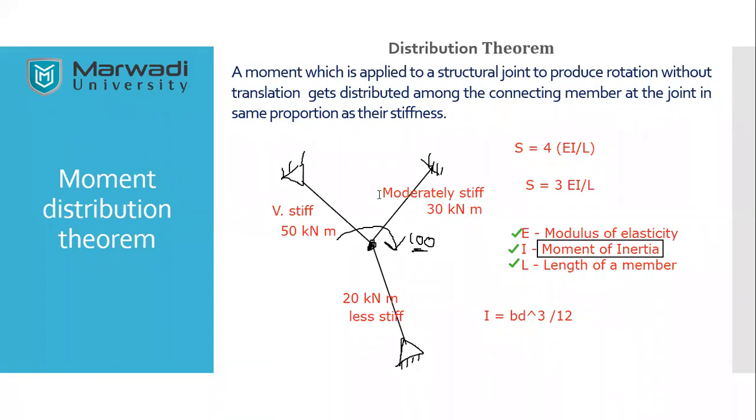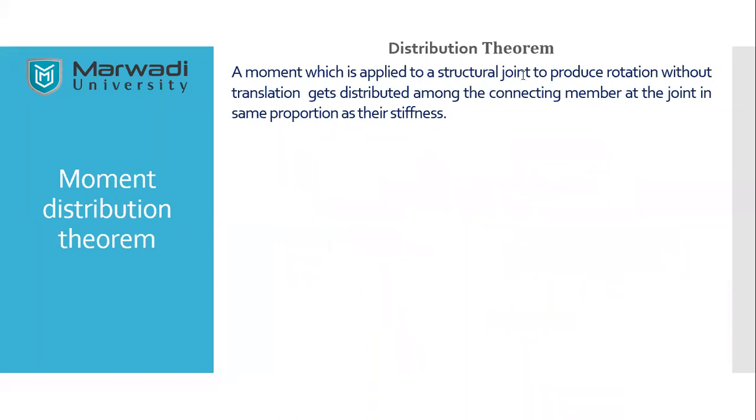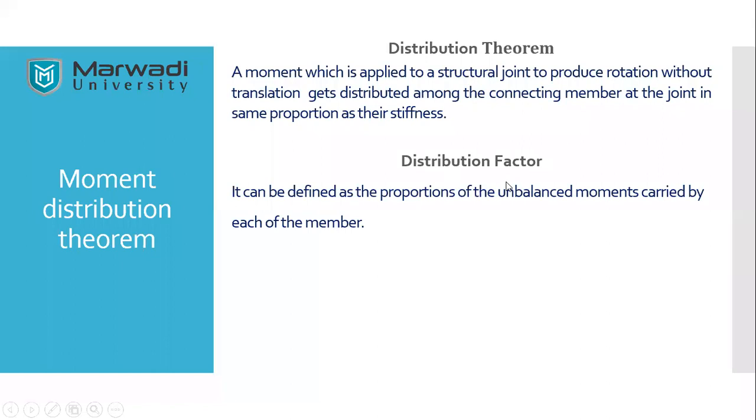My next question is, how do we know what proportion of moment will be distributed to each member? Here I have abruptly written 50, 30, 20, but the moment will be distributed, as I told, according to the stiffness. So for that, I am going to introduce you to a new terminology, that is what we call distribution factor.